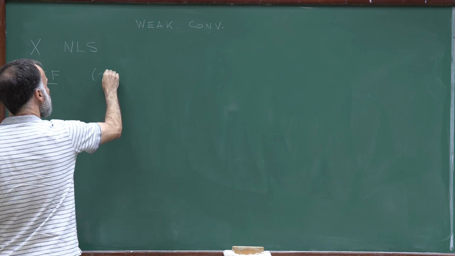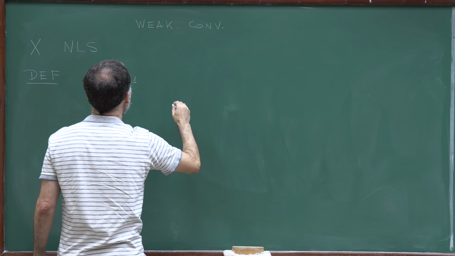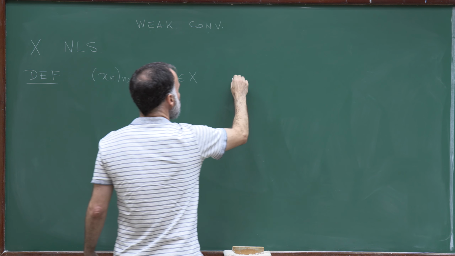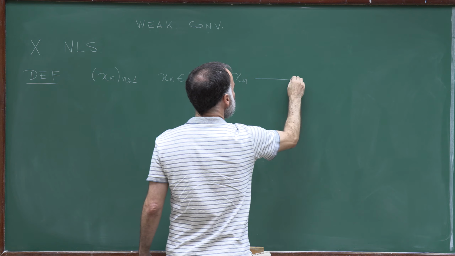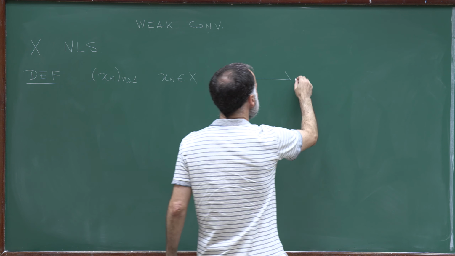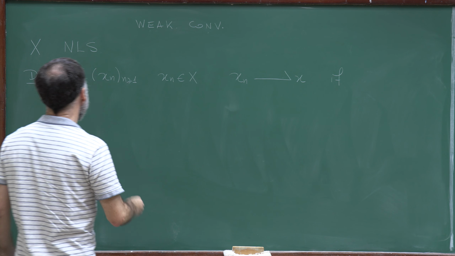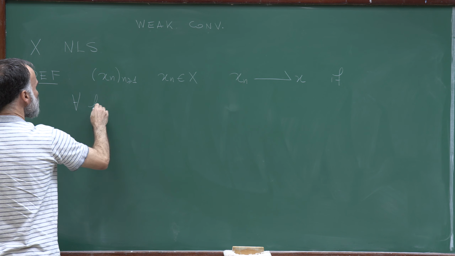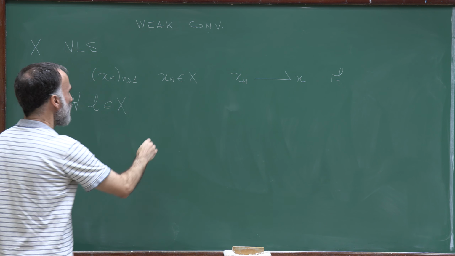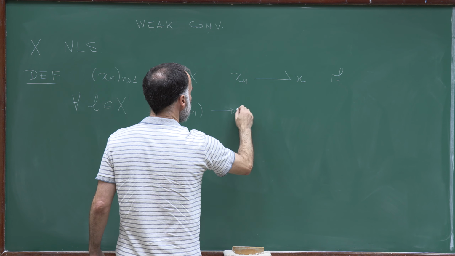We have a sequence xn in X. We will say that xn converge weakly, and that will be represented by this half arrow, to X if for all bounded linear functionals, so for all L in X prime, L of xn converge to L of X.